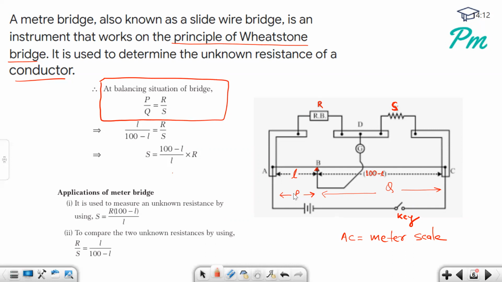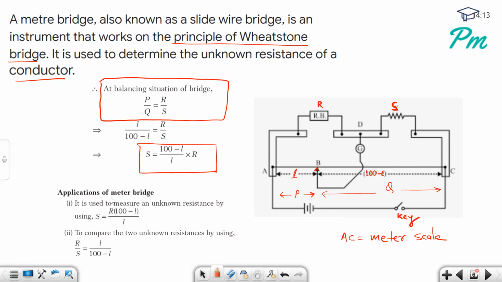You can see here, we assume this length as a resistance P because resistance is proportional to length for a conductor. Again, this length we assume as a resistance Q, this is the resistance box resistance R, and this is the unknown resistance S. So we put all the values here. For P we put L, for Q we put 100 minus L, and here R and S. After solving, S is equal to (100 minus L) over L into R. So this is the expression to find the unknown resistance S. S may be here or at any position.